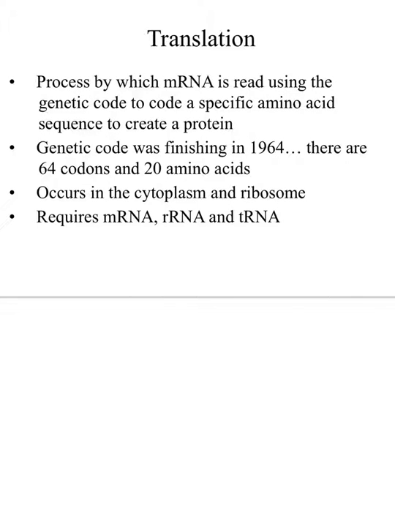Alright, so once we make our RNA, we need to translate it to get our protein. And so that procedure is called translation. So translation is a process by which mRNA is read using a genetic code. So I will show you the genetic code and refresh your memory on how to read it and understand it. And what the genetic code is going to give us, it's going to code for a specific amino acid. And if you remember, amino acids are the building blocks to making a protein. The genetic code, I'll show you in a minute, was finished in 1964. And there are 64 total codons on there. And those all code for only 20 amino acids.